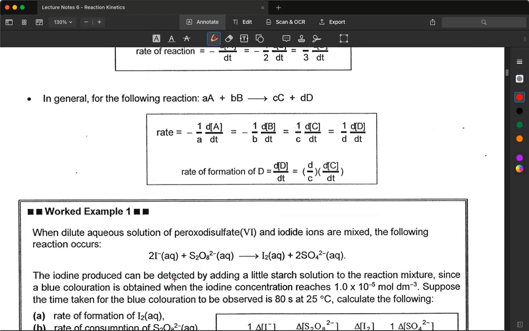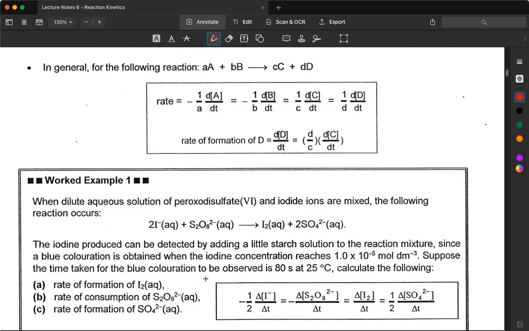The iodine produced can be detected by adding a little starch solution to the reaction mixture, since a blue coloration is obtained when the iodine concentration reaches 1 × 10⁻⁵ mole per dm³. Suppose the time taken for the blue coloration to be observed is 80 seconds at 25 degrees Celsius. Calculate the following: the rate of formation of iodine, the rate of consumption of the peroxydisulfate, and the rate of formation of sulfate.